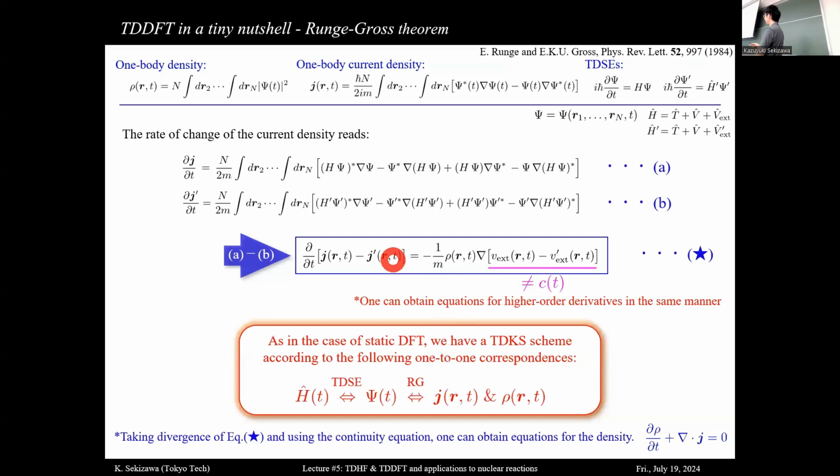Because we can show this correspondence at the initial state, and we can use some kind of Taylor expansion to show that after a small time step, this holds as well, and so we have this correspondence for all times. So this is the basic concept of DFT, TDDFT, what the Runge-Gross theorem tells us.